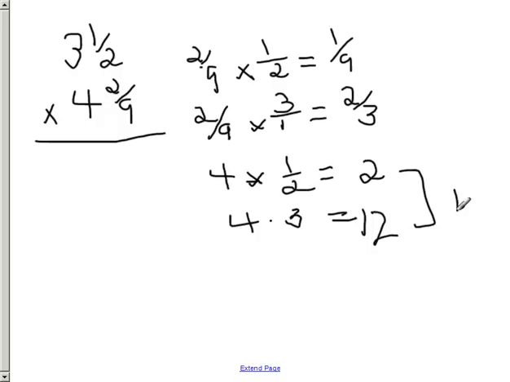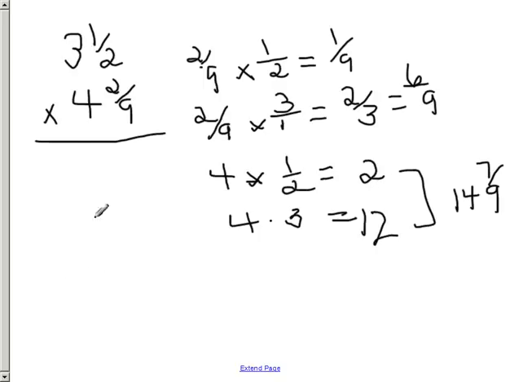And then I'd be adding 1/9 plus 2/3. I'd have to find a common denominator. My common denominator would be 9. So I've got 6/9 plus 1/9 is 7/9. So my product is 14 and 7/9. And I've used the partial product method.